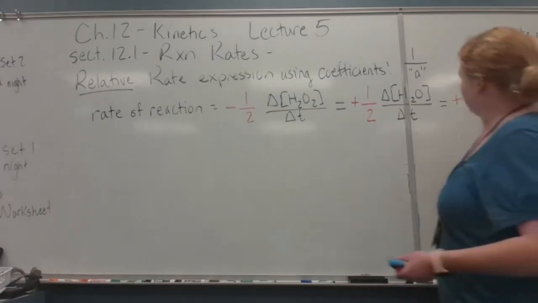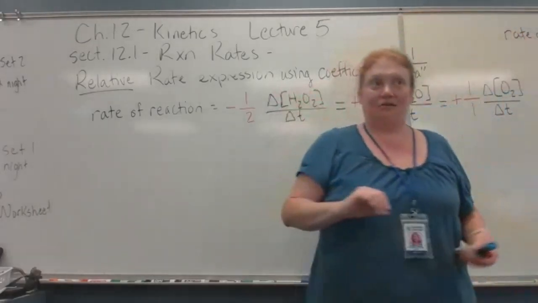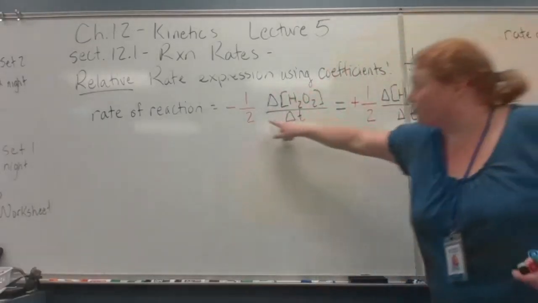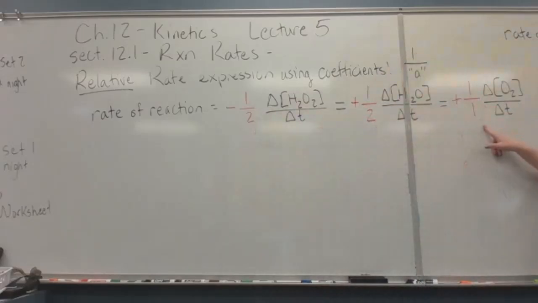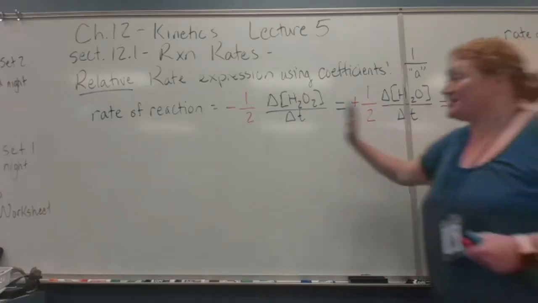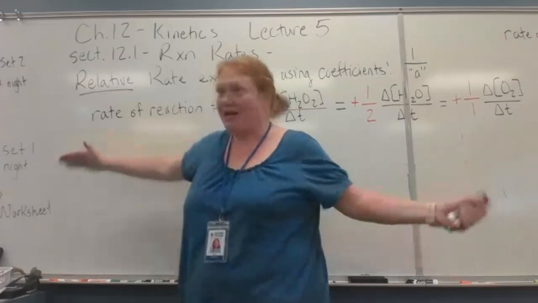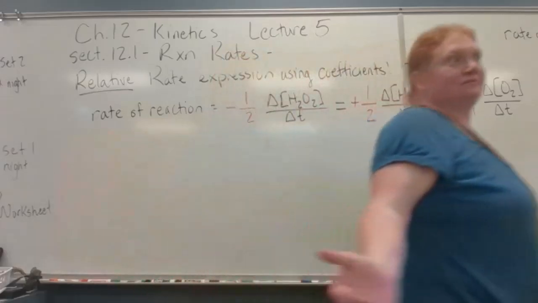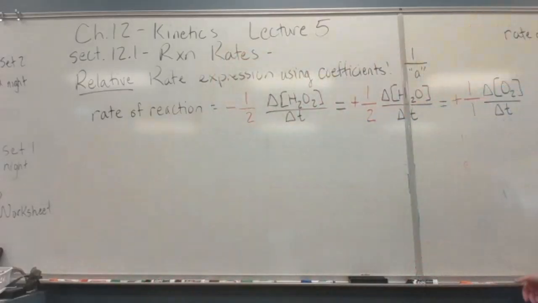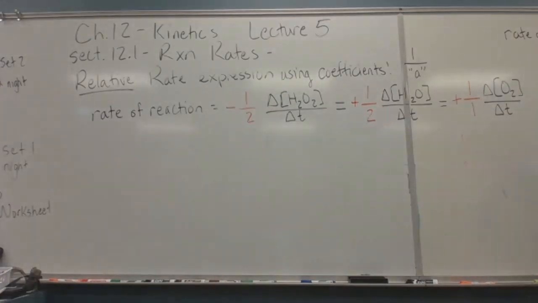All 3 of these values are the same. When you take the relative rate by multiplying 1 over the coefficient, they all are the same value because they're all just the rate of the reaction. Relative to each other, they're the same.